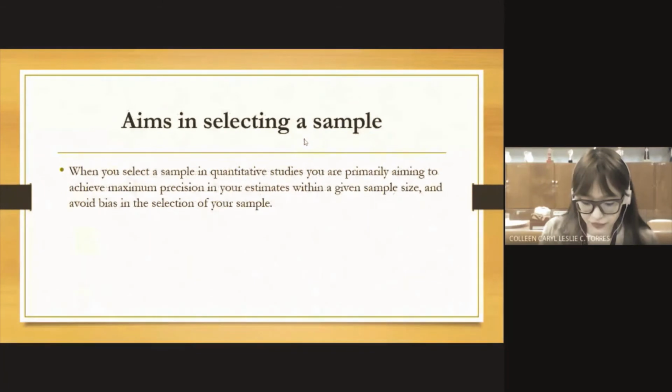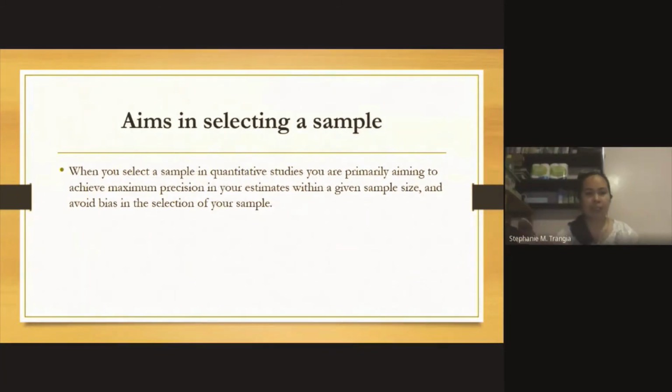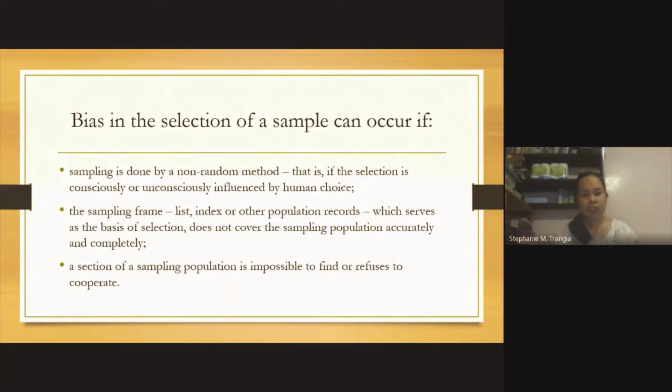Next, aims in selecting a sample. When you select a sample in quantitative studies, you are primarily aiming to achieve maximum precision in your estimates within a given sample size and avoid bias in the selection of your sample. Bias can occur if sampling is done by a non-random method, like just asking a neighbor, a classmate, or a best friend. That is, if the selection is consciously or unconsciously influenced by human choice.